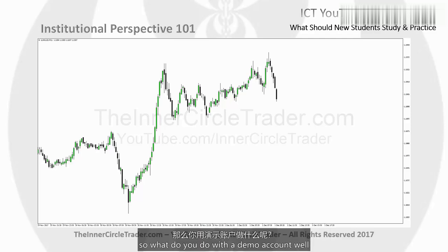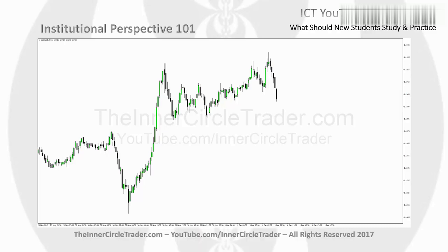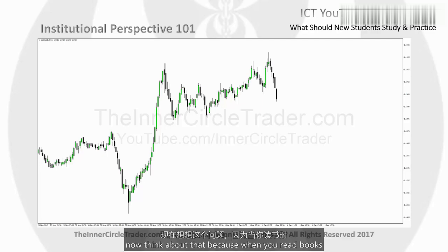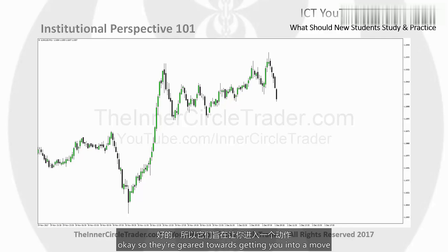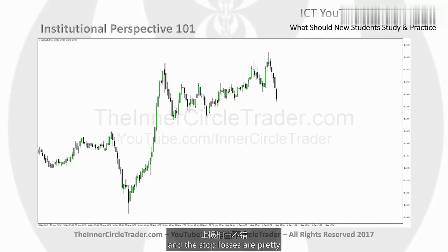So what do you do with a demo account? Well, before you even put on trades, I think that you should be studying price action like this. I want you to think where everyone else's trade idea would fail them. Think about that, because when you read books, they tell you buy here, sell here, your stop's here, try to aim for this target. They're geared towards getting you into a move, and the stop losses are pretty generic: below an old low, above an old high.